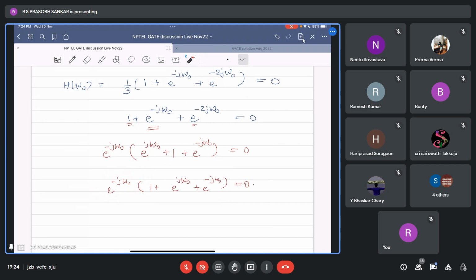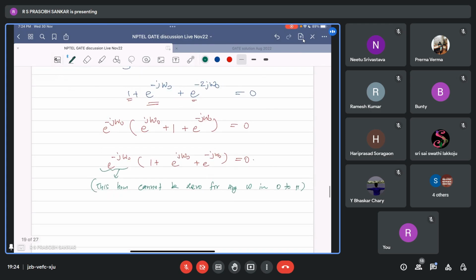Now if you see, this first term cannot be 0. This is a unit modulus quantity. So for any omega in 0 to pi, this first term cannot be 0. Is that clear for everyone? Is that fine?